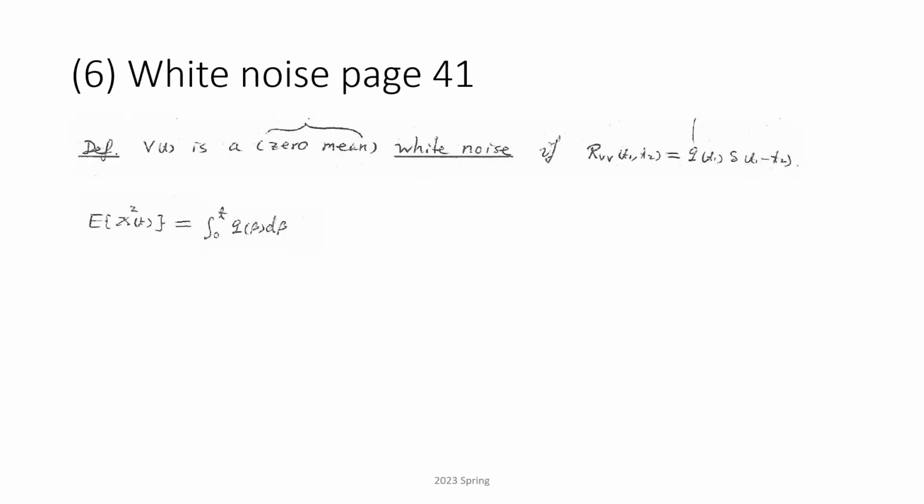The sixth one is white noise. It can be found on page 41. So the definition is V(t) is zero mean white noise if R_V(t1, t2) equals q(t1) times delta(t1 minus t2). And the expectation of X(t) squared equals the integral from 0 to t of q(beta) d beta. So the signal has equal power at all frequencies, and the signal values at any two points are uncorrelated and independent.